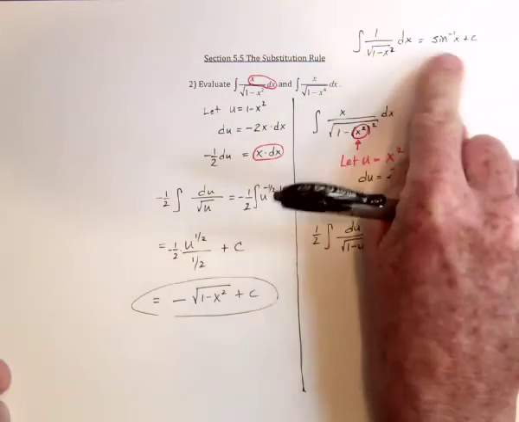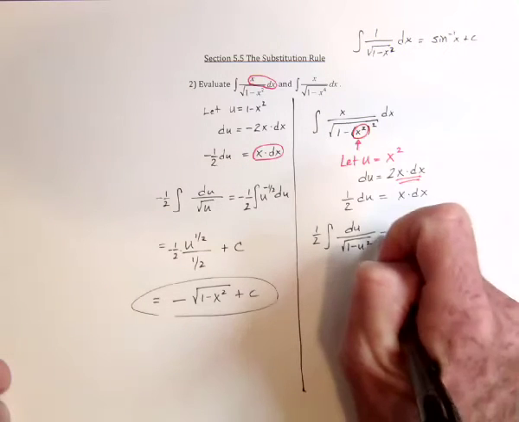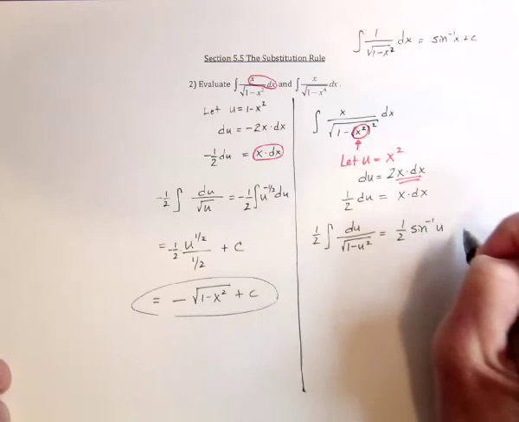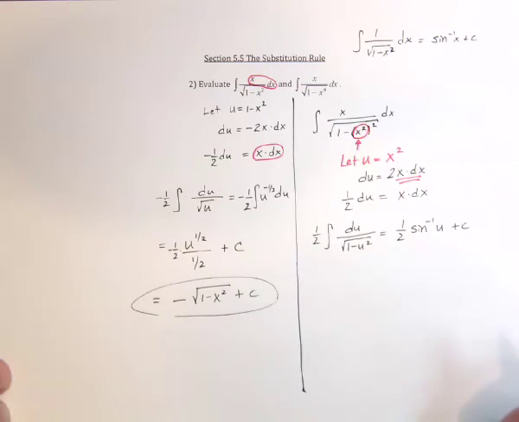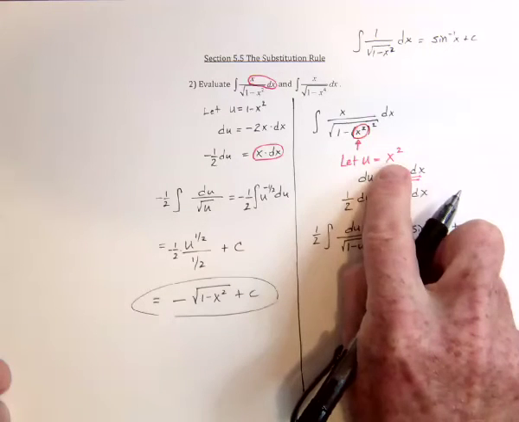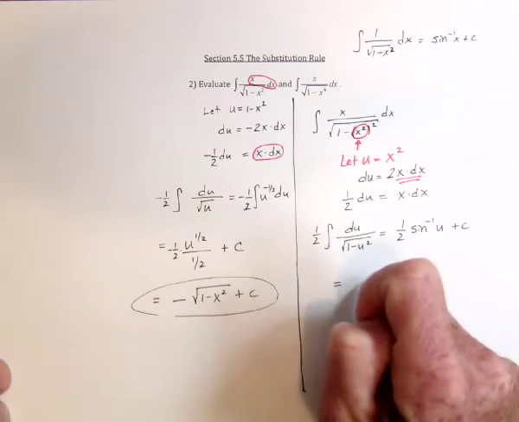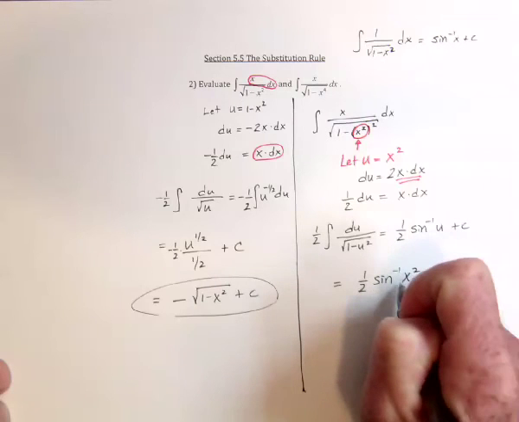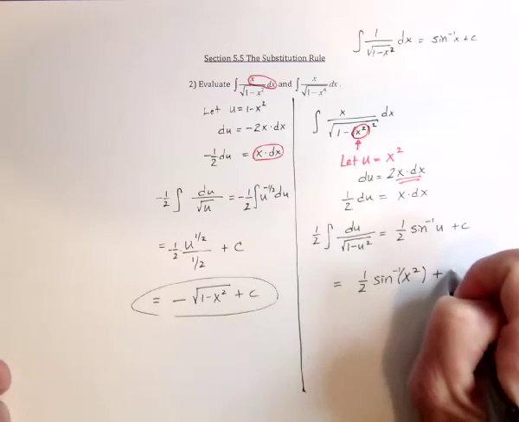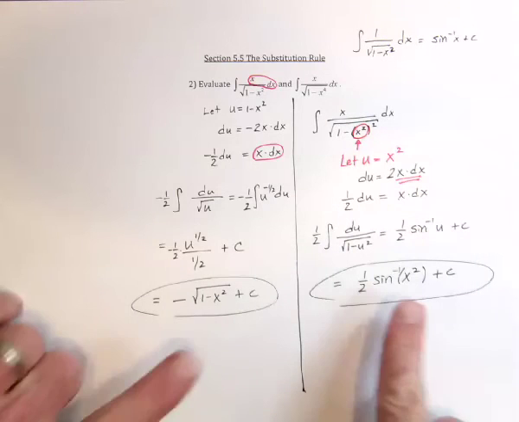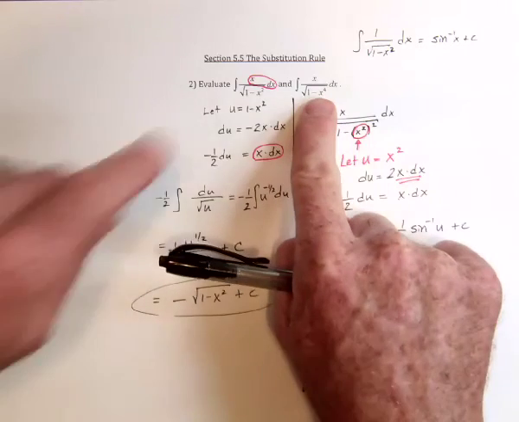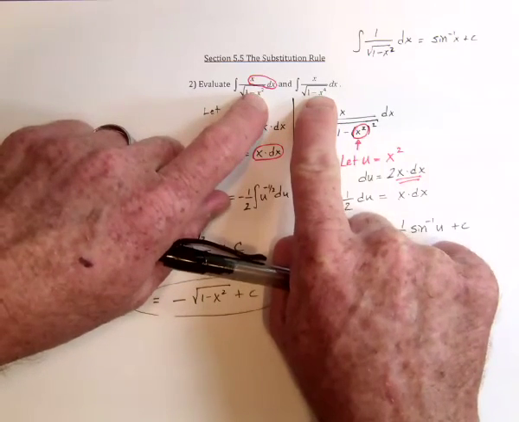And that right there is sine inverse. So you'd have 1/2 sine inverse of u plus a constant of integration. And finally, replace u with what it's equal to in terms of x. So we get 1/2 sine inverse of x squared plus a constant. And you can see the two answers look completely different, even though the original problems only had one little thing that's different.